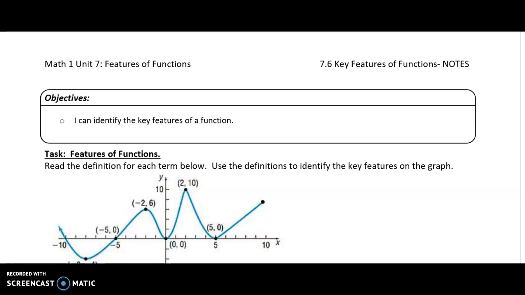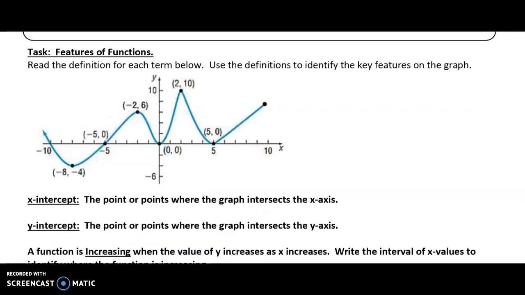All right, moving on to 7.6 notes, where we'll be talking about the key features of functions. The objective for this lesson is that you should be able to identify the key features of a function. All right, so for the first task, we're going to read the definition for each term, and then we're going to use these definitions to identify the key features on this specific graph.